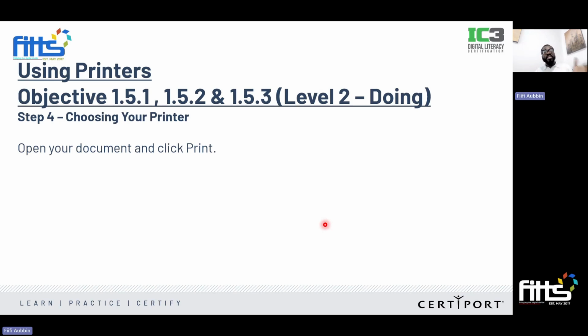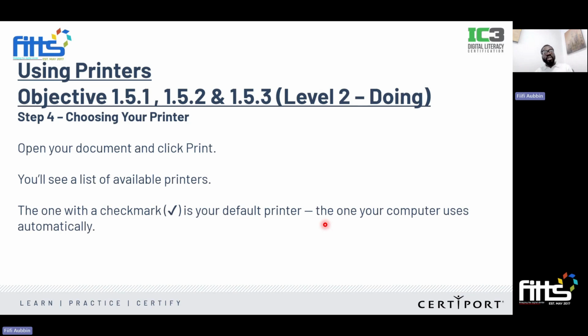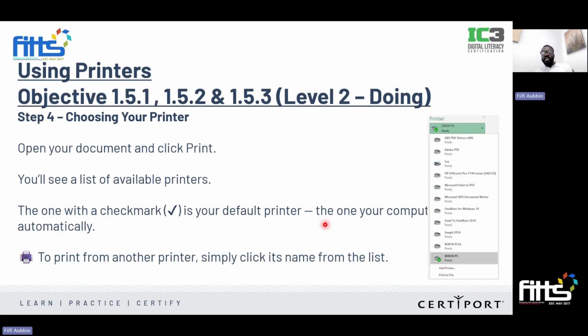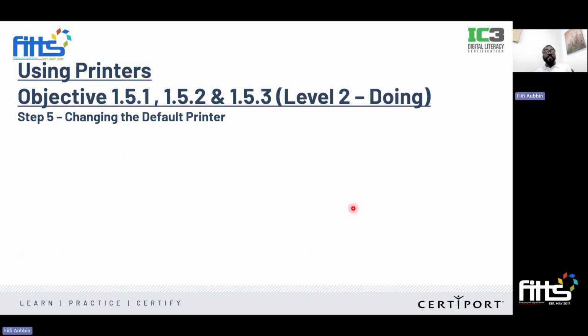So you open your document and you click print. You'll see a list of available printers. The one with the check mark is your default printer, the one your computer uses automatically. So we'll get into that in a minute. So to print from another printer, simply click its name from the list. Okay, so that is a very simple way of looking at it from here.